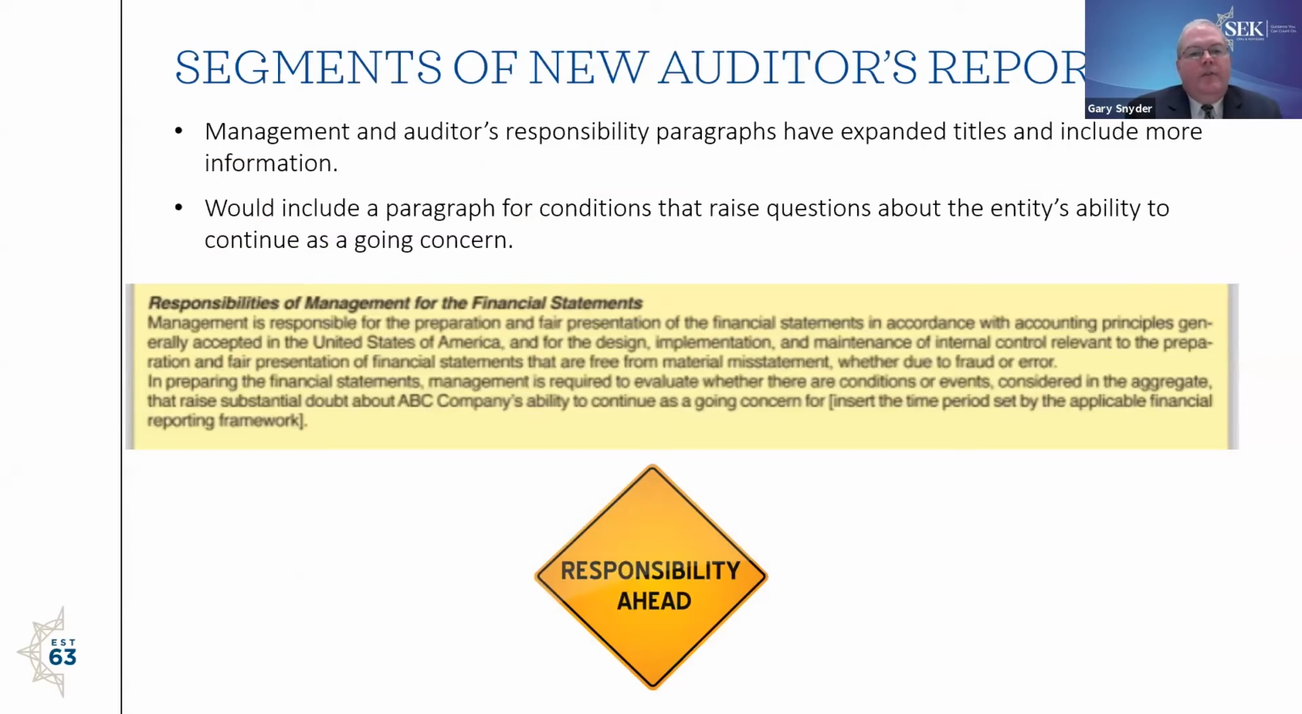So management's and auditor's responsibility paragraphs have expanded titles and include more information. So the responsibilities of management. Management is responsible for the preparation and fair presentation of the financial statements in accordance with accounting principles generally accepted in the United States, for the design, implementation, and maintenance of internal control relevant to the preparation and fair presentation of financial statements that are free from material misstatement, whether due to fraud or error.